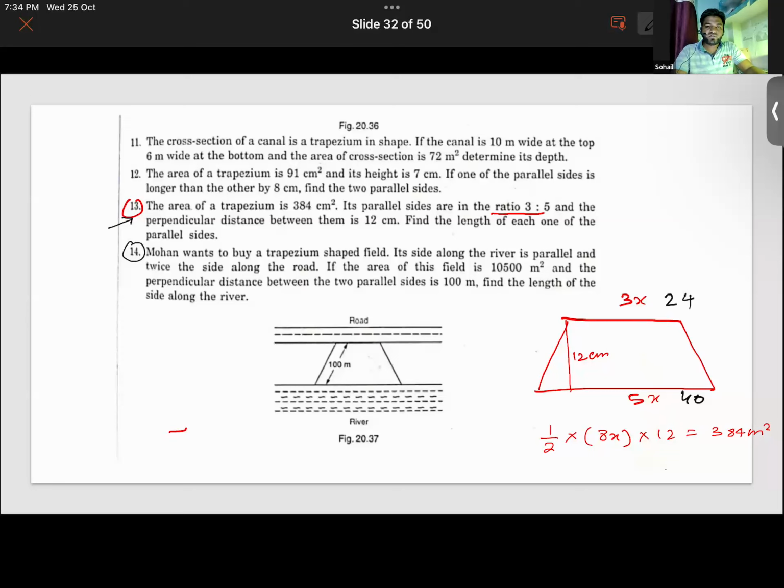Ahmed, are you there? Assalamu alaikum. How are you? Yes, I'm good. Ahmed, solve question number 14. Read the question at least twice. Do ask me if there's any confusion in the question. Ahmed, you were present in the previous class, no?